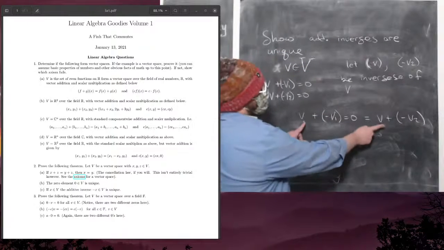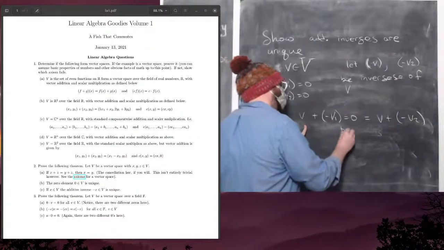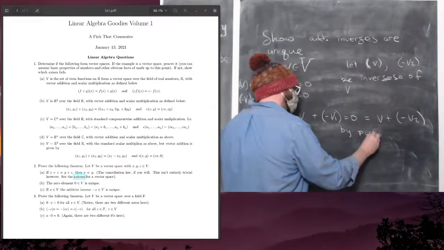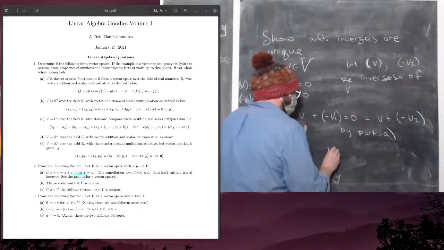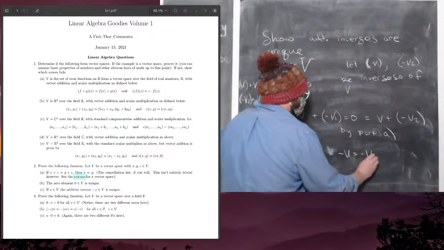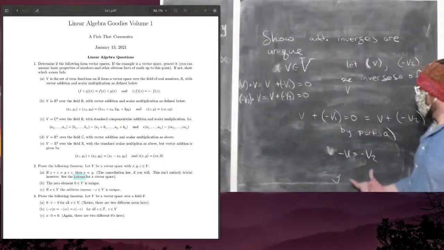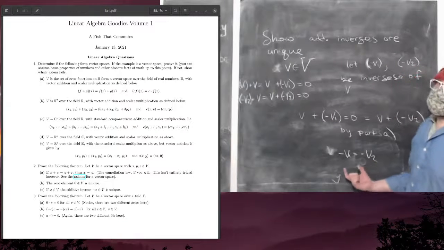And we proved in part A that we can cancel. We have the cancellation laws. So by part A, negative V1 equals negative V2. So that means they're unique. Inverses are unique. Any time you think you have two inverses, they're the same.